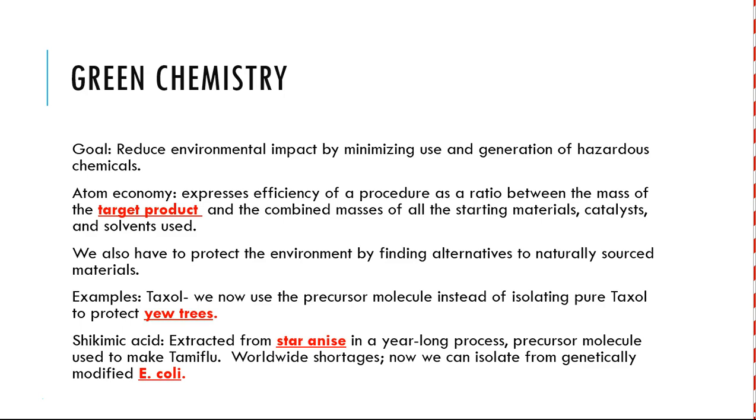And shikimic acid is extracted from star anise, and that process takes a full year to do the full extraction of that. And so this is an important molecule because it's a precursor for Tamiflu. And so there were worldwide shortages in a particularly bad flu year, and so they came up with a process to isolate this precursor from genetically modified E. coli. So that's another example of finding sort of a workaround so that we don't have a massive environmental impact.